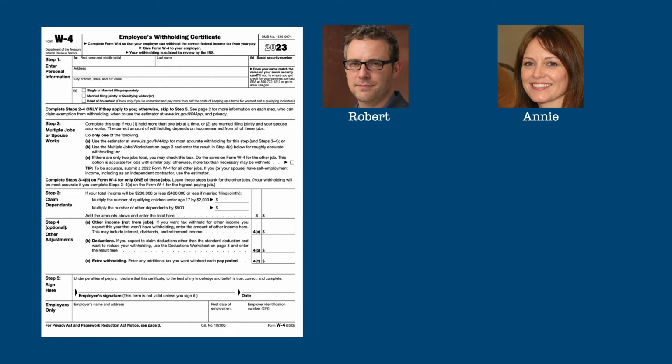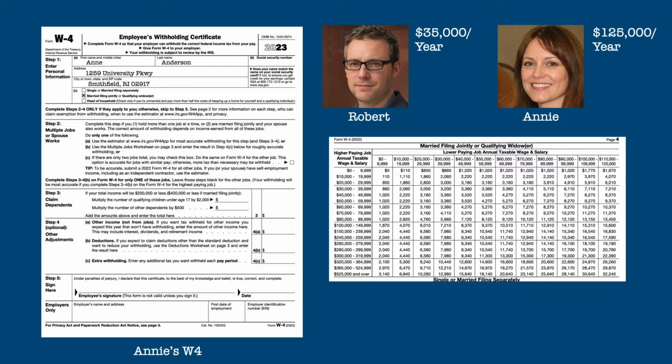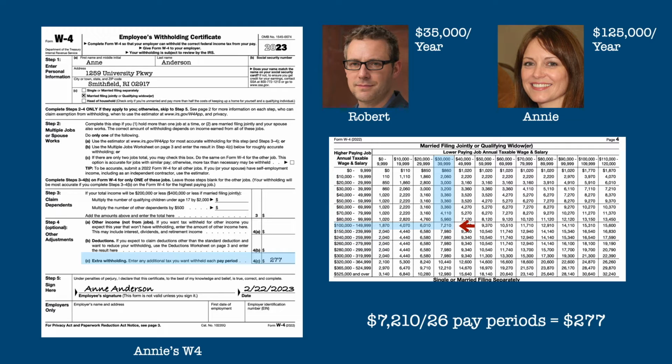Robert and Annie are married and both work full-time. Robert makes $35,000 per year and Annie $125,000 per year. Consulting the chart, they see that they would need an additional $7,210 in withholding to avoid a balance due. Annie is paid 26 times per year, so Annie enters $277 in additional withholding on line 4C. Robert simply indicates his marital status and signs and submits the form.